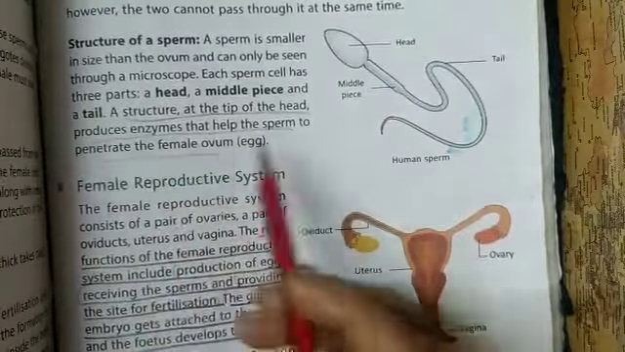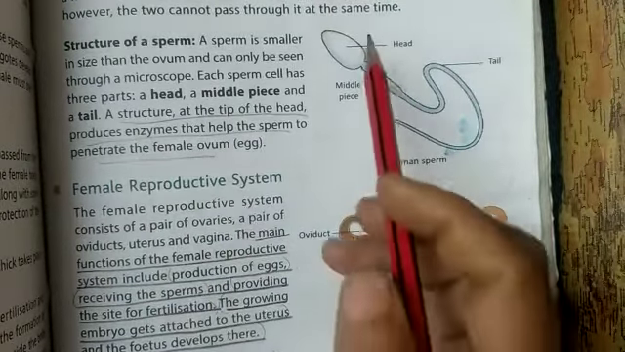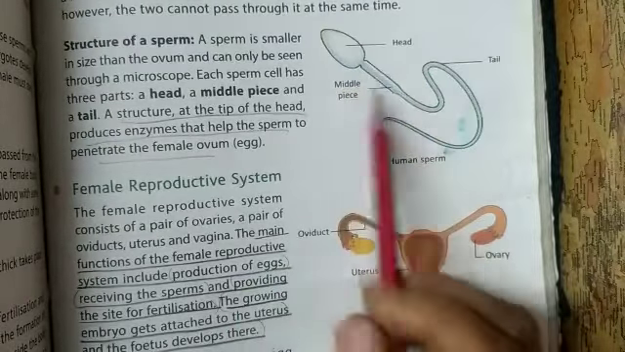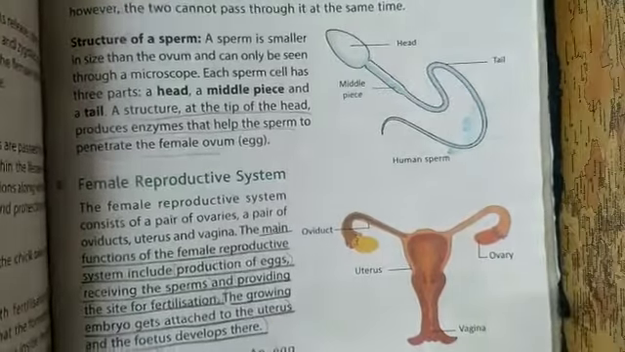Sometimes this question is going to be asked again and again in your examination. Draw the human sperm diagram. So you should know how to draw this diagram. After that, the female reproductive system.